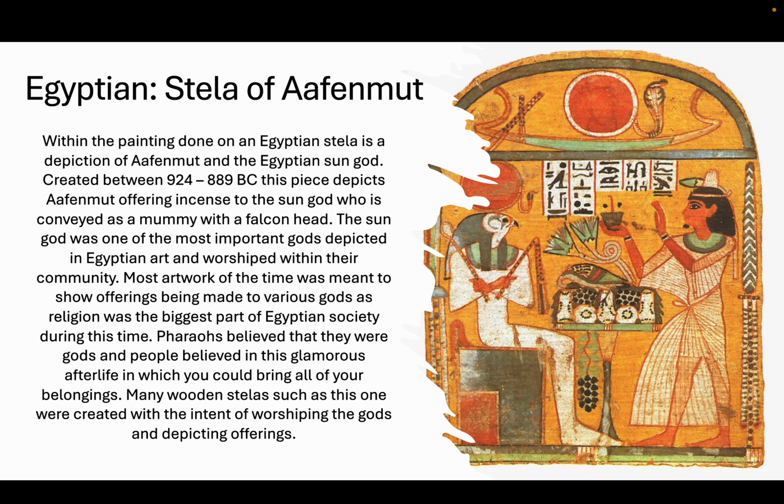Most important to Egyptian culture were the gods and their religion, and it was often the basis of society during the time, as pharaohs were believed to also be gods, and it was believed that in the afterlife you could bring your belongings. Many wooden stelas, such as this one, were created with the intent of worshiping the gods and depicting offerings.